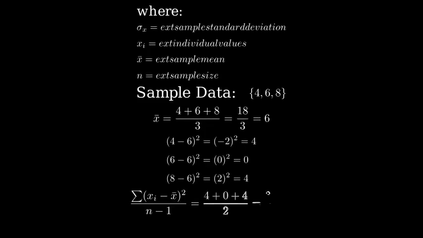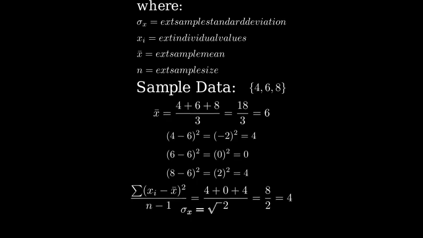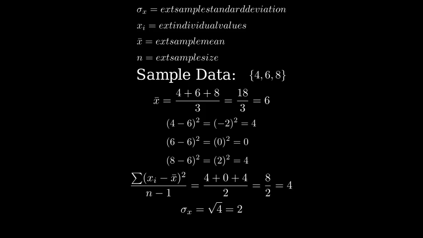Now, we sum the squared deviations and divide by n minus 1, which is 2 in this case. The sum is 8 divided by 2 equals 4. Finally, we take the square root. The sample standard deviation is the square root of 4, which equals 2.